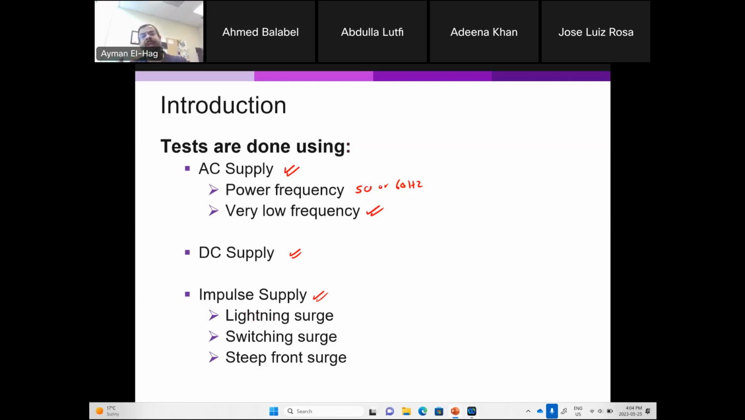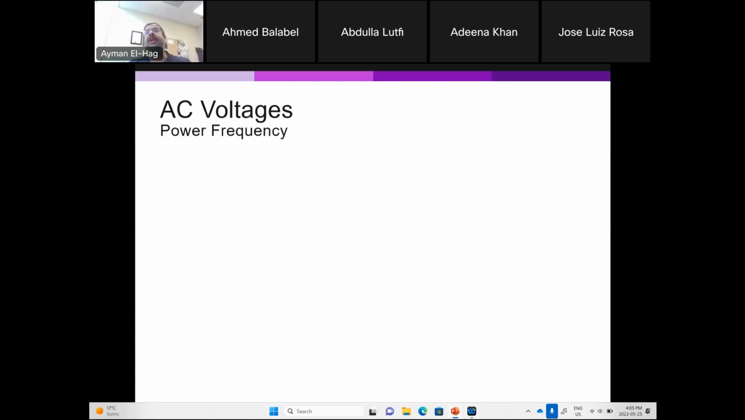So, the objective of today's lecture: we will not talk about the tests. Tests will be covered later on when we give some examples of the assets. Our main focus today is the design of the supplies that deliver these voltages. We will talk about how we design an AC supply to do the high voltage AC tests, how we design the DC supply, what the design parameters are, and finally, how we design the impulse generator to do impulse tests. So we'll start with the power frequency AC supply.